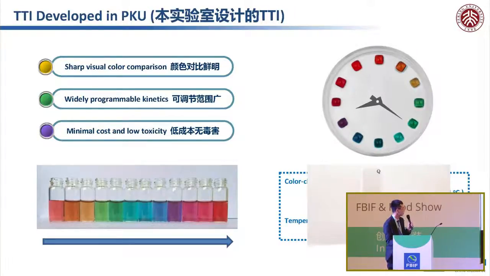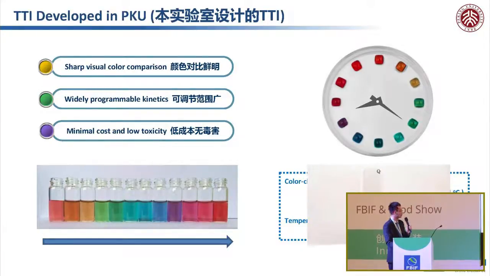To design a chemical TTI, we have to find a system that shows a sharp visual color comparison and preferably a widely programmable kinetics to cover most kinds of perishable products. And minimal cost and low toxicity is also required.